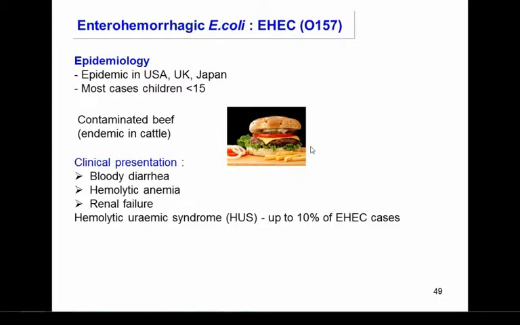So if you get that, you'll have bloody diarrhea, and in some cases, hemolytic uremic syndrome. Maybe up to 10% of people who get infected. That's hemolytic anemia and renal failure. So it could be 10% of cases.